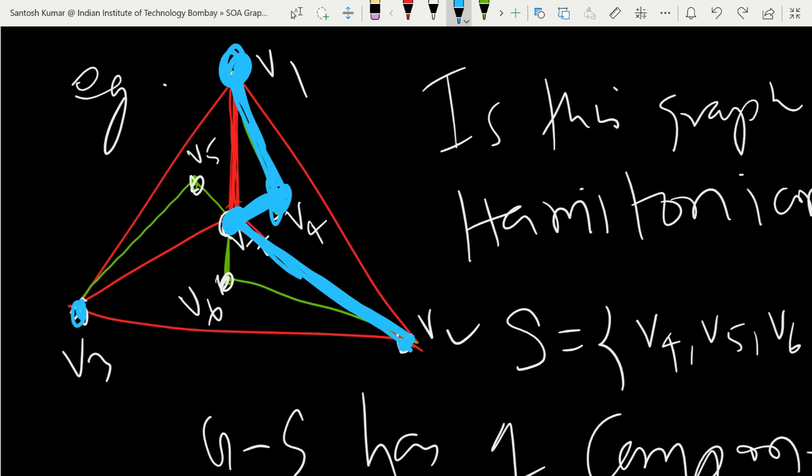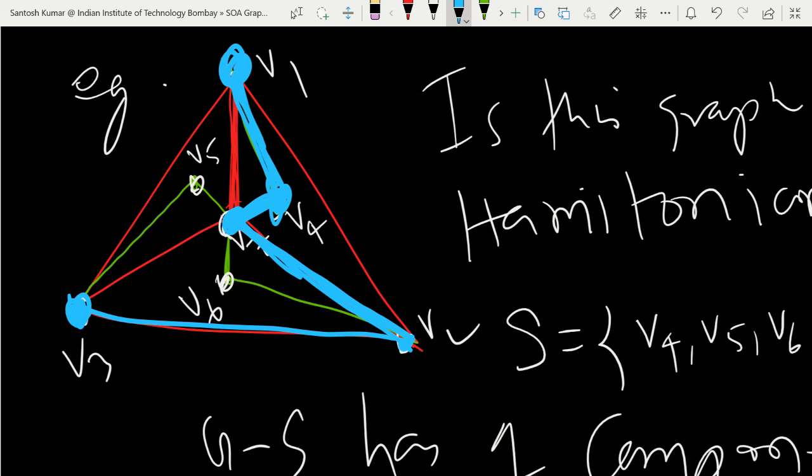Now, V3. Now, how will you go to V6 now without repeating V7? Do you have any way to go to V6 without repeating V7? You have to repeat V7. So, all vertices which have degree 2, like V4, V5, V6, that will create a problem.